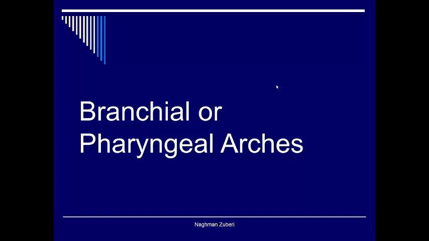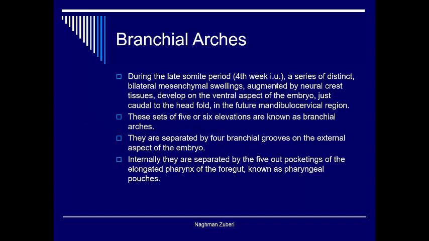Branchial or pharyngeal arches. During the late somite period, that is the 4th week intrauterine, a series of distinct bilateral mesenchymal swellings augmented by the neural crest tissues develop on the ventral aspect of the embryo, just caudal to the head fold in the future mandibulocervical region. These sets of 5 or 6 elevations are known as branchial arches. They are separated by 4 branchial grooves on the external aspect of the embryo. Internally, they are separated by the 5 outpocketings of the elongated pharynx of the foregut, which we call pharyngeal pouches.